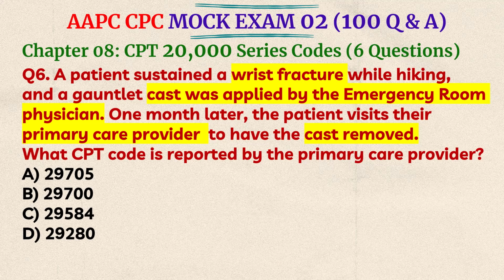So here you have to highlight this is a wrist fracture and the cast was applied by the emergency room physician and the primary care provider removed the cast. The question here is the code for the primary care provider. So don't mix up the emergency room physician's procedure. When you look at the answers, all answers are adjacent codes. So you can use the elimination method to find the answer in the exam.